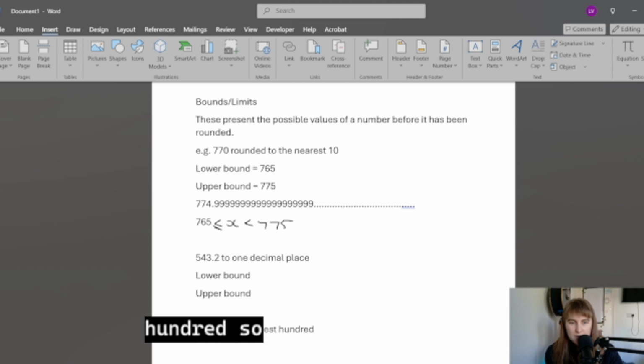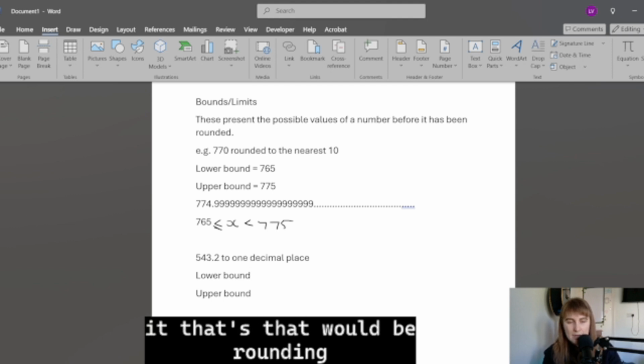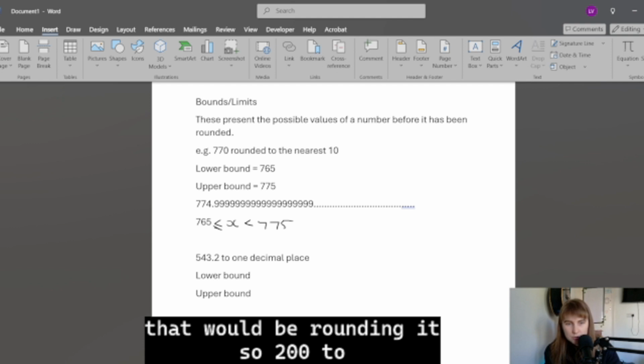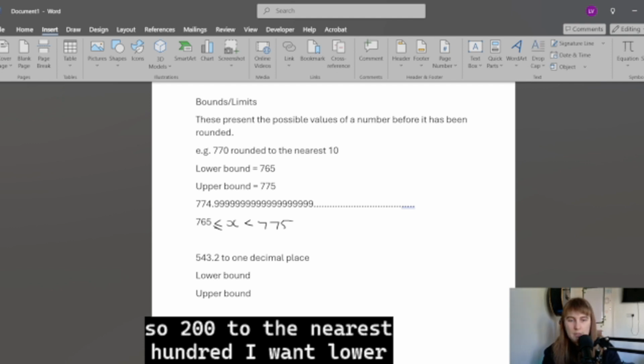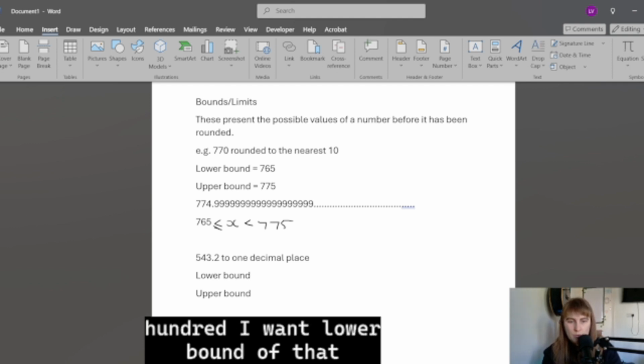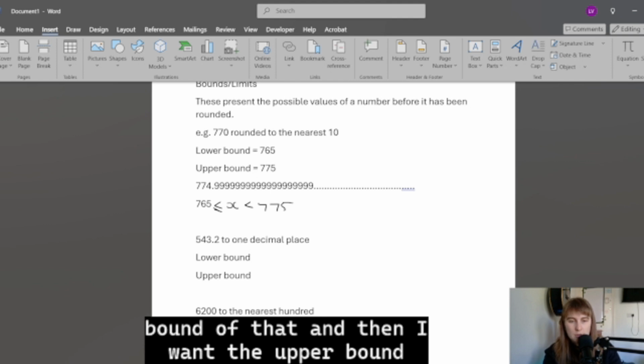That's not what I want us to do, is it? That would be rounding it. 6,200 to the nearest 100. I want the lower bound of that, and then I want the upper bound of that.